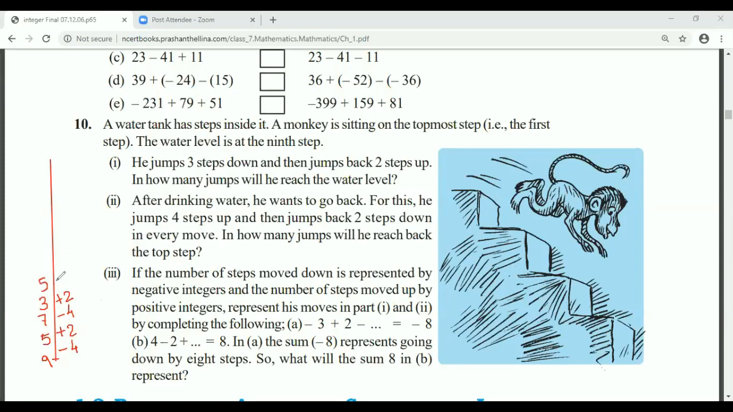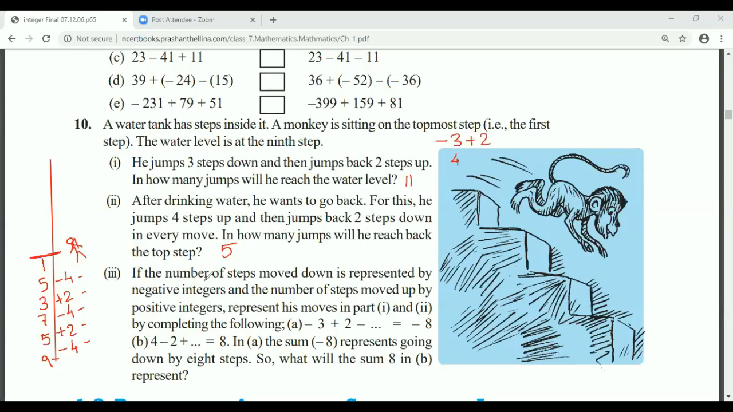Then again he is doing his fifth jump. In the fifth jump, he is arriving at step number 1. Yes, that is the top step. So now the monkey has arrived at the top step. And how many jumps? 1, 2, 3, 4, 5. In the fifth jump, he arrived at the top step. And in the first question, he arrived at the 11th jump.